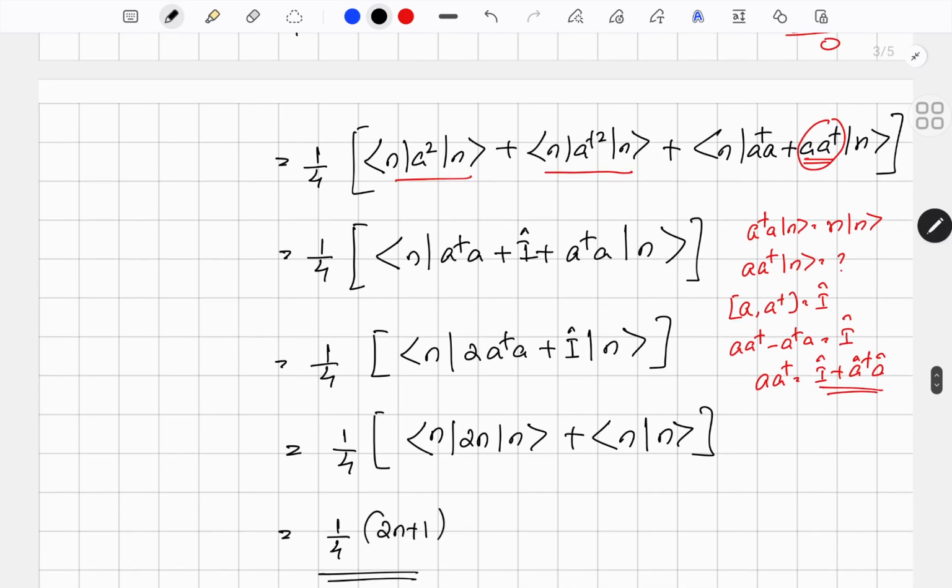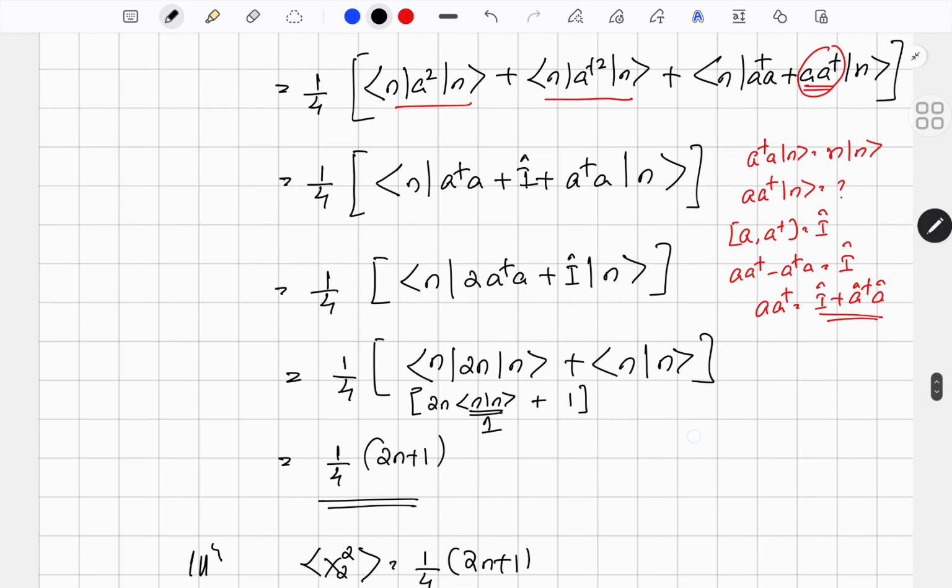So there will be two inner products. One is <n|2 a dagger a|n>, that becomes 2n times <n|n>, and the other one is simply the inner product <n|n>. So this would become 2n times the inner product <n|n>, which is 1. So this is also 1. So finally, this becomes 1 by 4 (2n plus 1). So what is the left side? The left side is the expectation value of x1 square in the number state ket n.